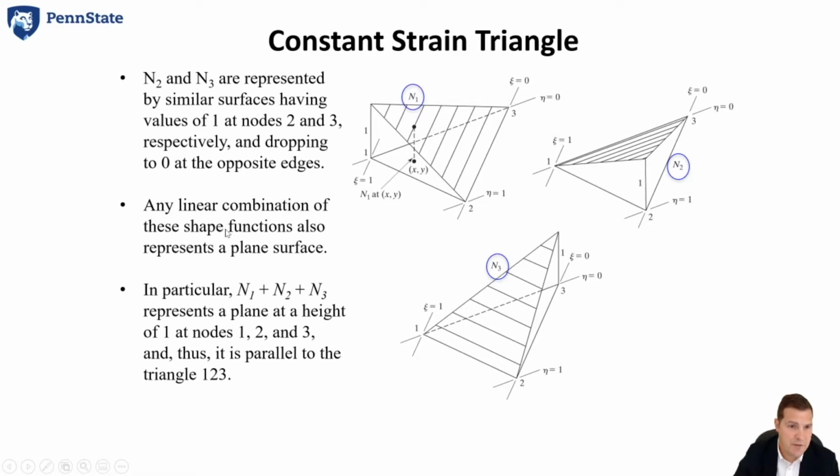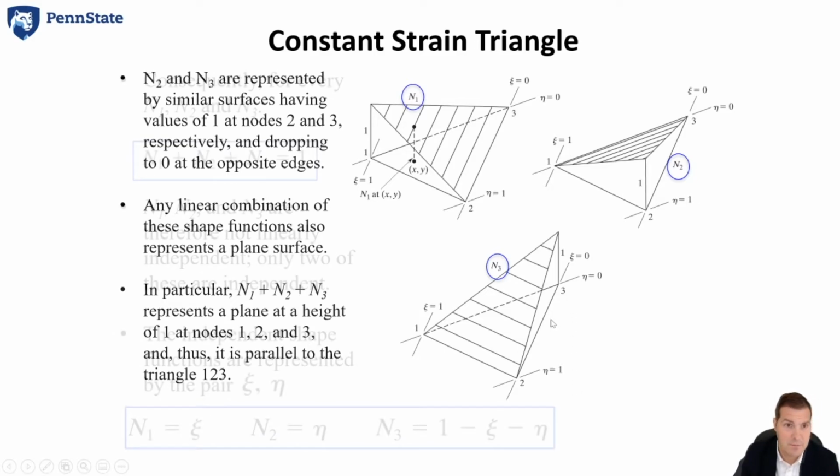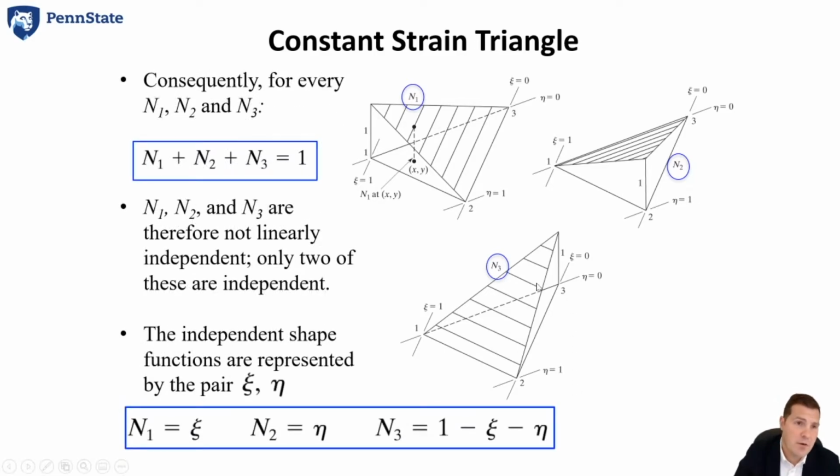Any linear combination of these shape functions also represents a plane surface. In particular, N1 plus N2 plus N3 represents a plane at a height of 1 at nodes 1, 2, and 3. If you add those up, there'll be this elevated surface all equal to 1, parallel to that triangle 1, 2, 3, if that makes sense. It turns out that for every value, the shape functions have to add to 1. So N1 plus N2 plus N3 is equal to 1, and therefore they're not linearly independent. Only 2 of these are independent.